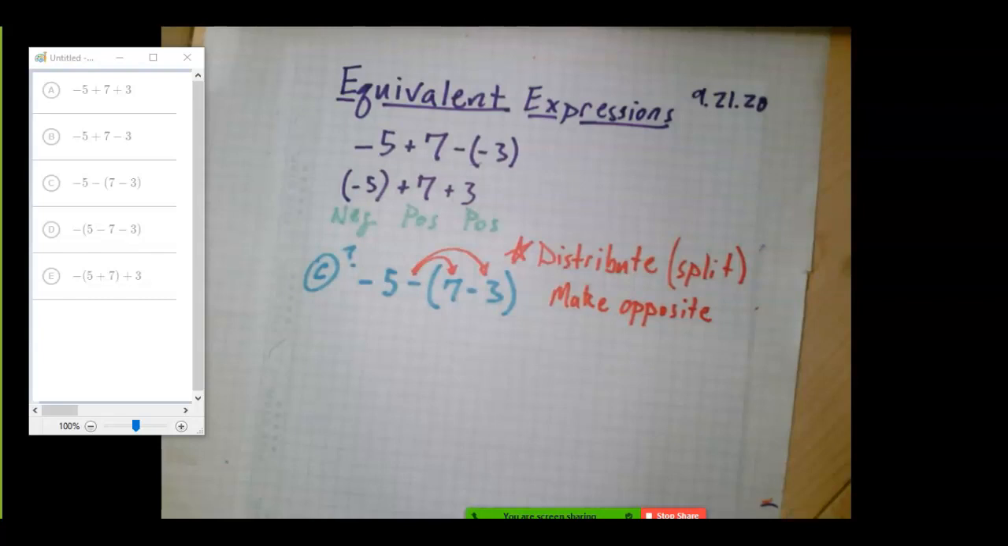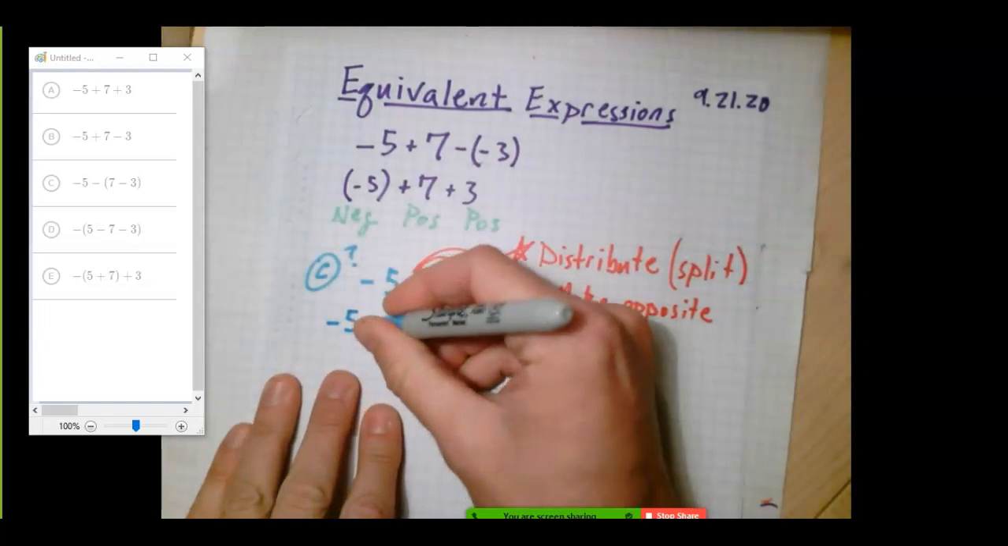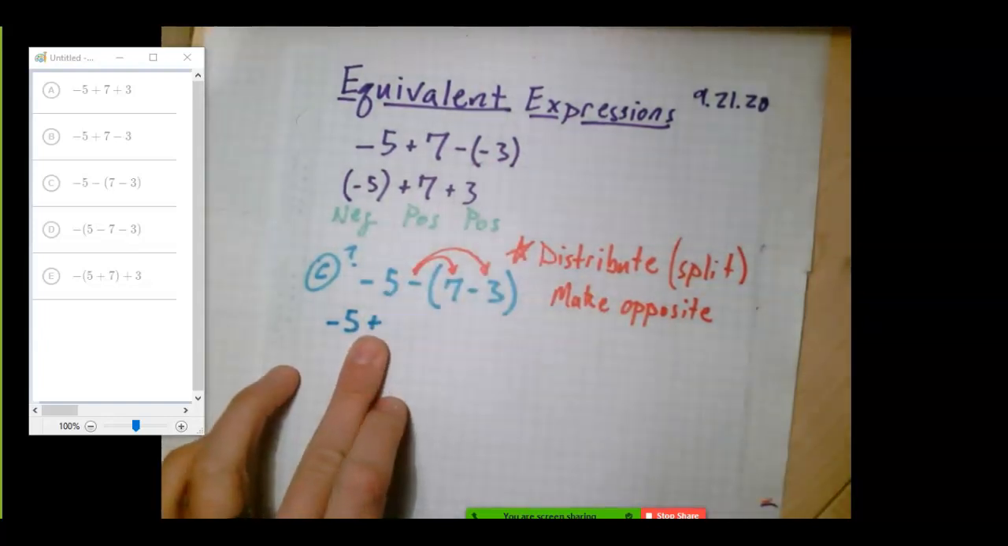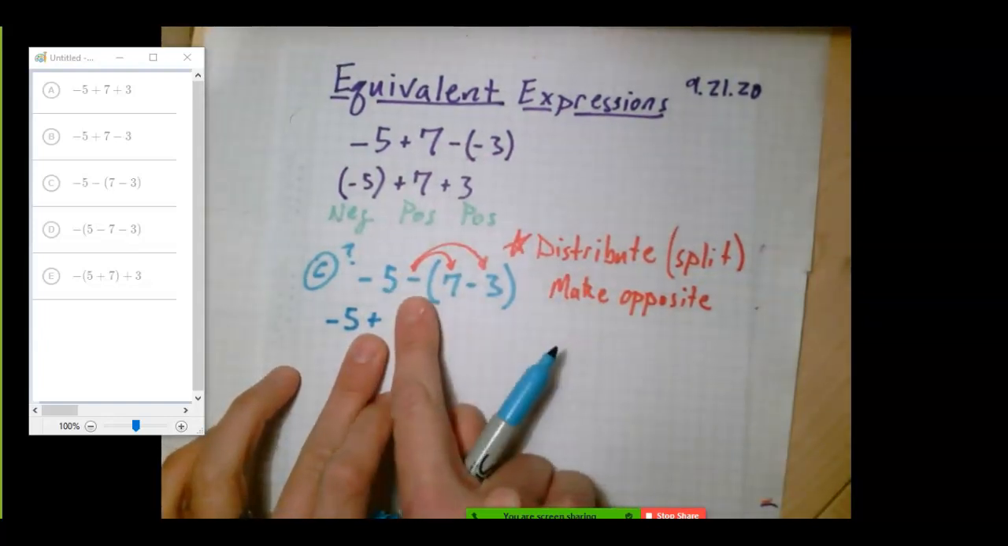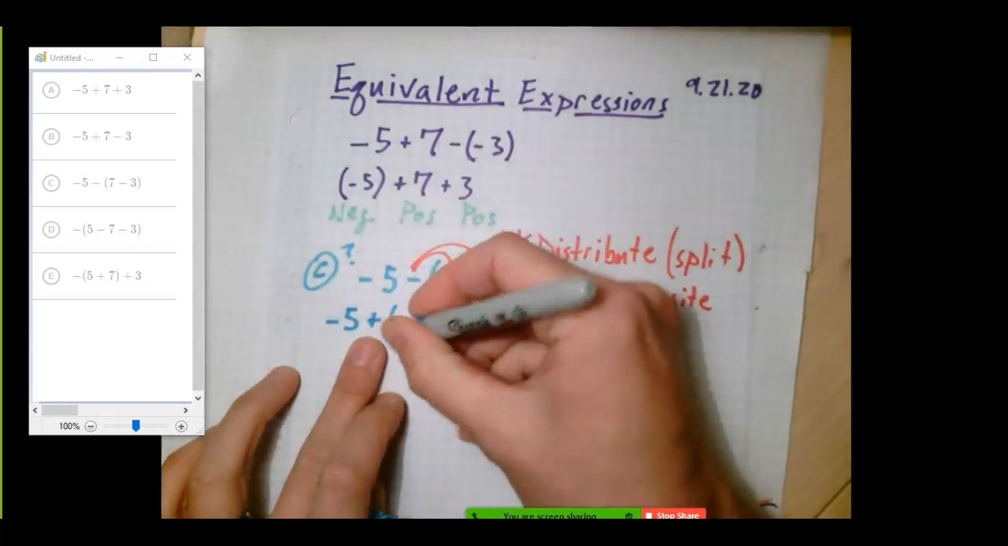So my problem becomes -5. And remember, we can add addition wherever we want. So I'm just going to put an addition in there. The opposite of 7. Well, that's -7.